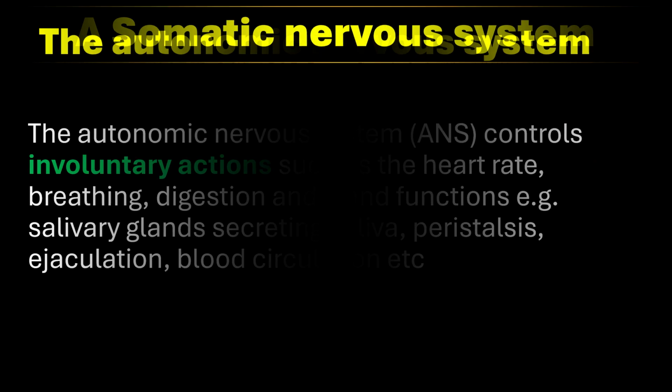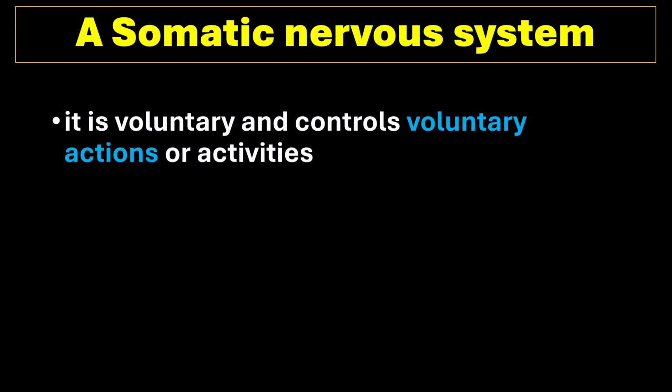Then there is the somatic nervous system. What is the somatic nervous system? It is voluntary. The somatic nervous system is voluntary and controls voluntary actions or activities. So here, voluntary activities are activities that are under our control, activities that we do willingly. We choose to do it, when to do it, how to do it, how long we want to do it. Those activities are under our control.